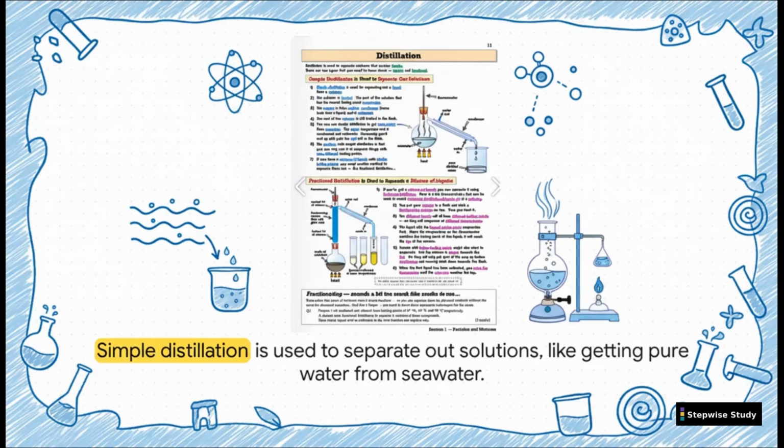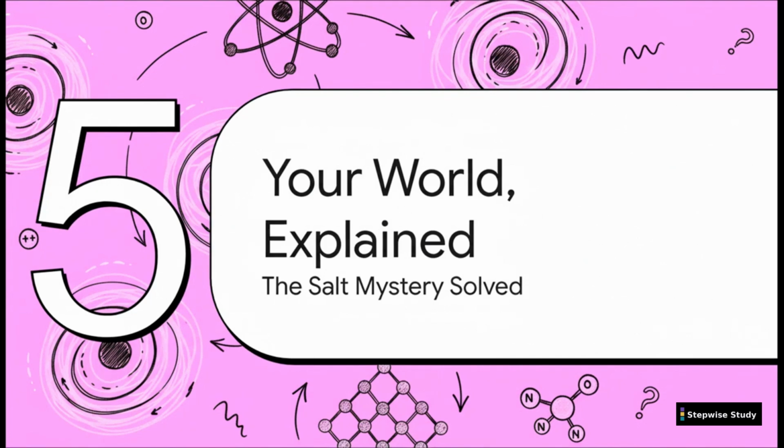And here's another super powerful method, distillation. This trick works by separating things based on their different boiling points. Take seawater, for example. If you heat it, the pure water will boil and turn to steam long before the salt even gets warm. You can then capture that steam, cool it back down into liquid, and you're left with pure, fresh water with all the salt left behind. Pretty smart, huh?